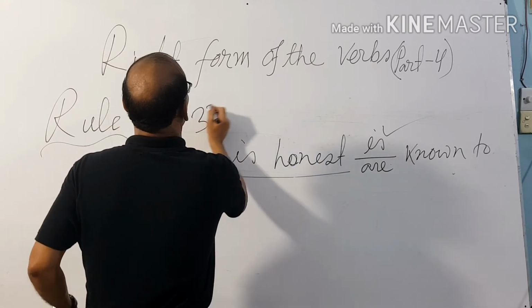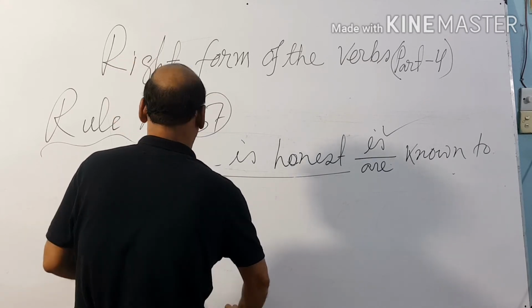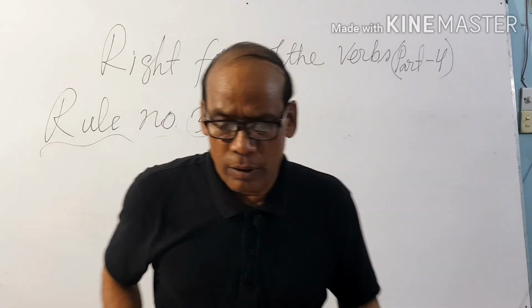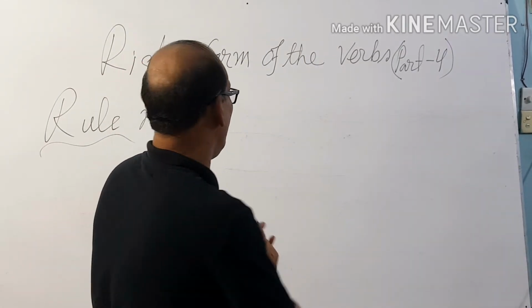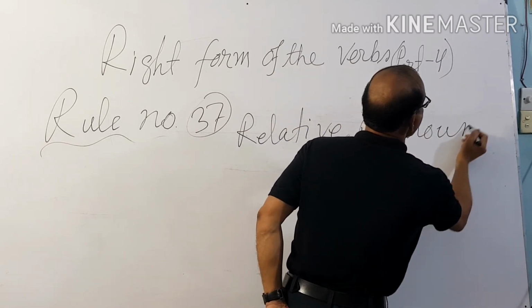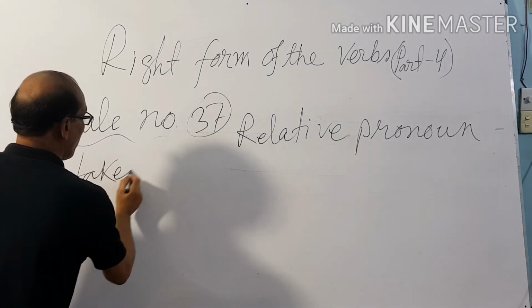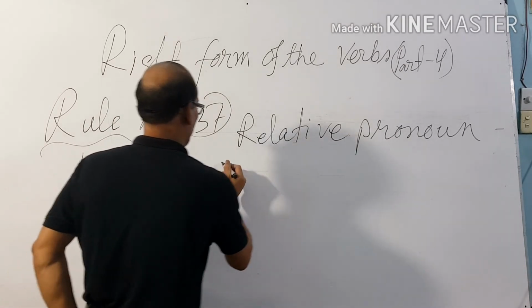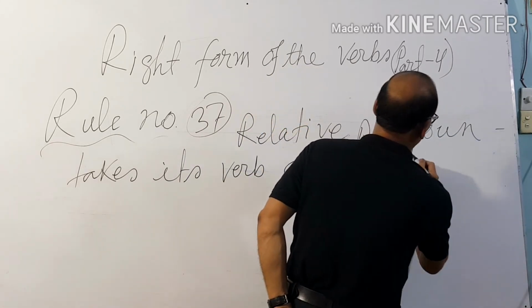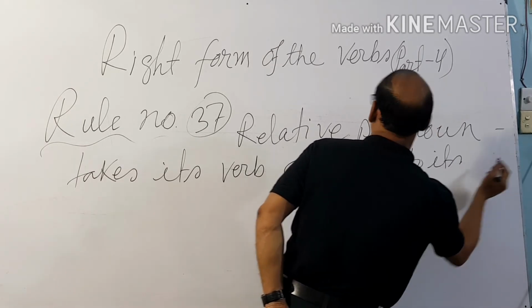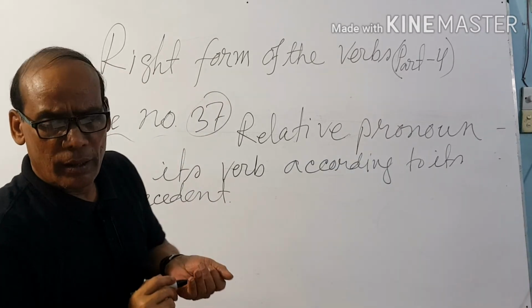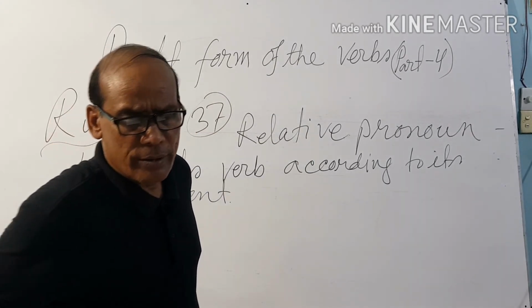Here, rule number 37. Relative pronoun takes its verb according to its antecedent.